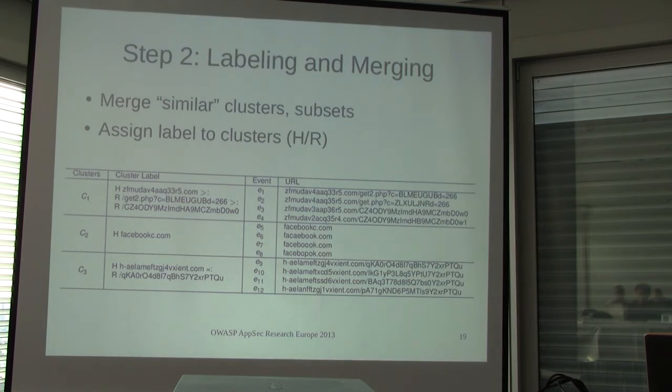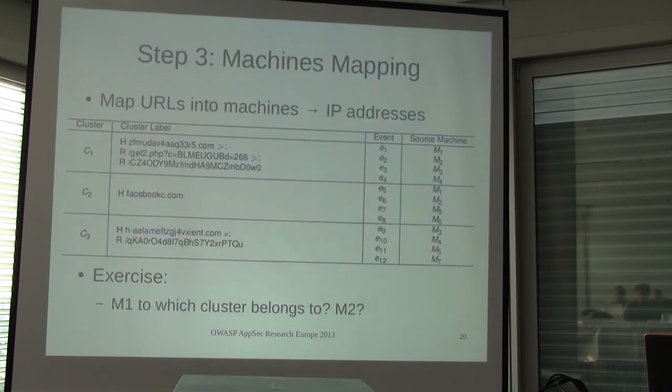So we have these malicious URLs that are accessed by our machines, and we look at the URLs that are malicious and we want to group them together. So these URLs are similar to each other, these are similar to each other, and these here are similar to each other, and we are at this step. So the next step is, which machine is generating these requests?